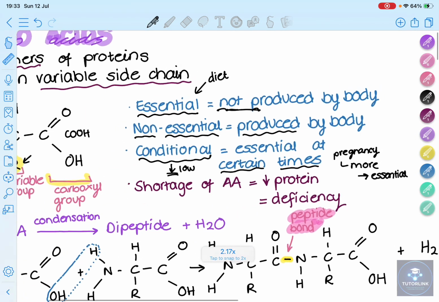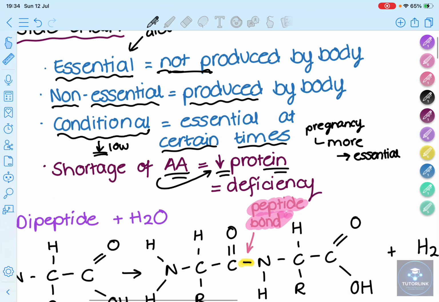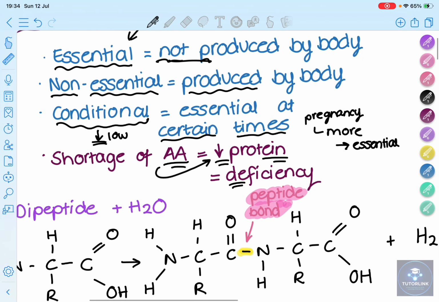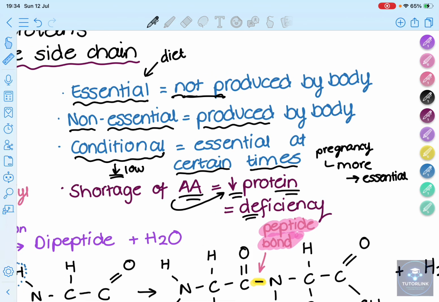Now, when we have a shortage of amino acids, we get less production of certain proteins. All right, because we know that amino acids are the building blocks of proteins, right? So when we have shortages in certain amino acids, we get shortages in certain proteins, and when we have that, we get protein deficiency. So that's why people who follow certain diets may have some sort of protein deficiencies because they're not consuming certain essential amino acids.